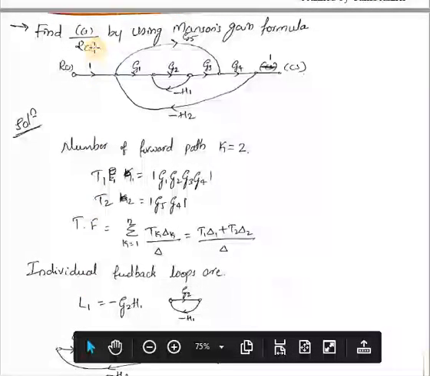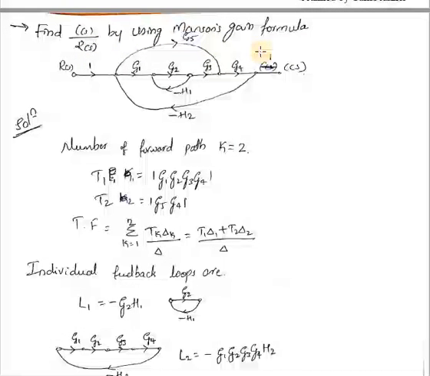Find C(s) by R(s), that is output by input, by using Mason's gain formula. So here the first step is you need to identify the number of forward paths. So if I start from here to here, G1, G2, G3, G4 and output is one forward path. Then if I start from here to this node, direction is forward, G5, G4 and 1. So this is the second forward path. And then check for any other combination.